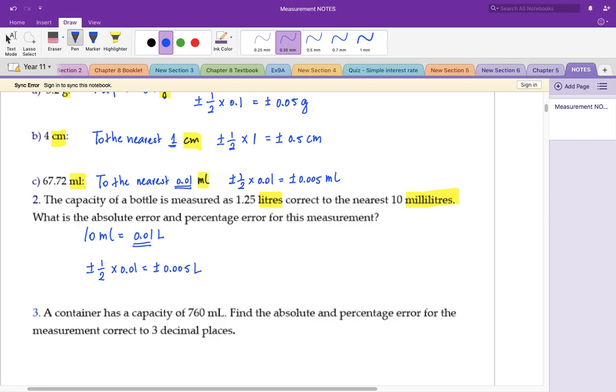But then the question also asks you for the percentage error, right? So I'm just going to label everything because there are two things that I need in this question. So absolute error is equal to that.